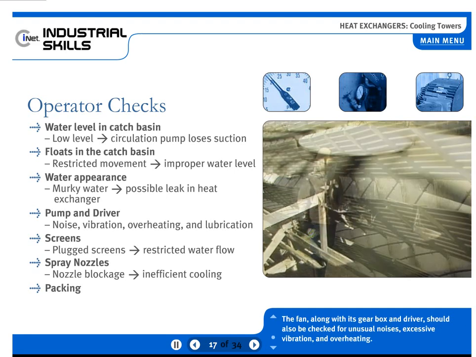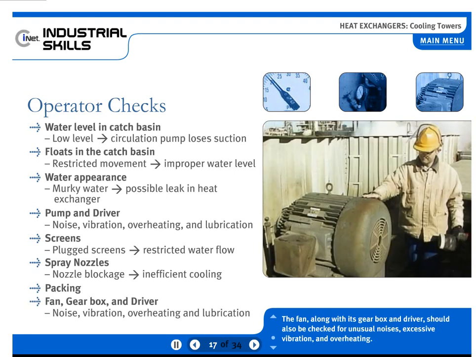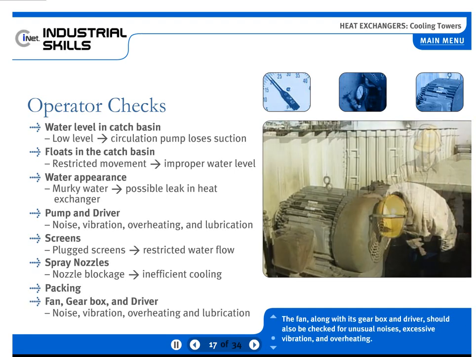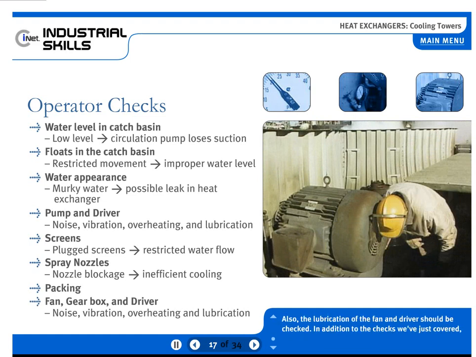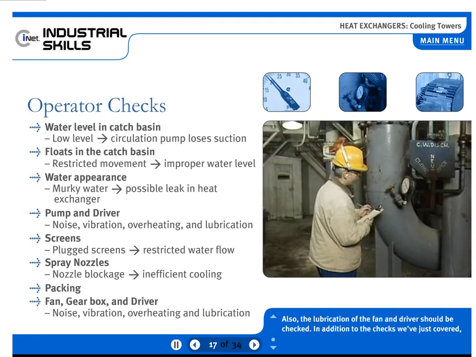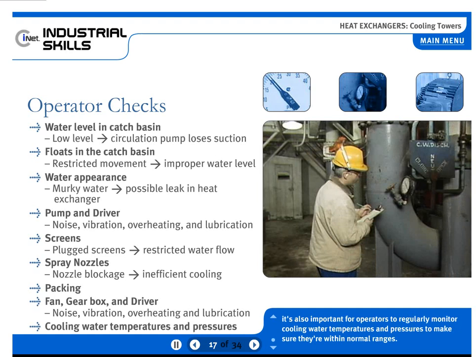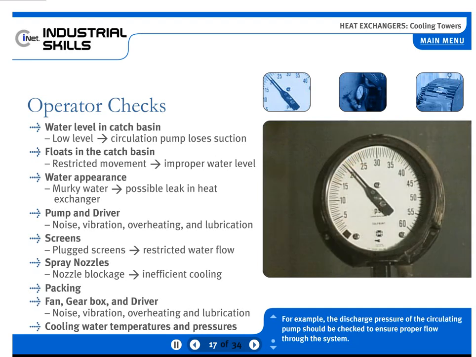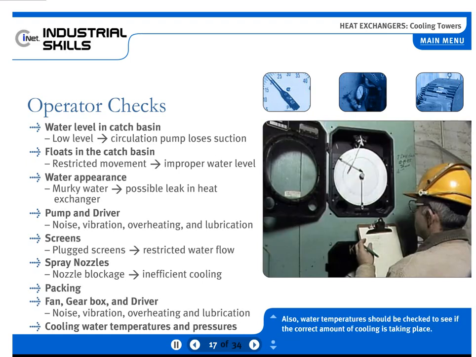The fan, along with its gearbox and driver, should also be checked for unusual noises, excessive vibration, and overheating. Also, the lubrication of the fan and driver should be checked. In addition to the checks we've just covered, it's also important for operators to regularly monitor cooling water temperatures and pressures to make sure they're within normal ranges. For example, the discharge pressure of the circulating pump should be checked to ensure proper flow through the system. Also, water temperature should be checked to see if the correct amount of cooling is taking place.